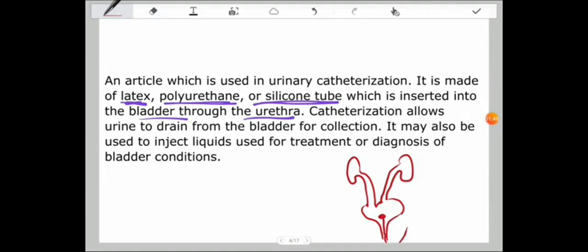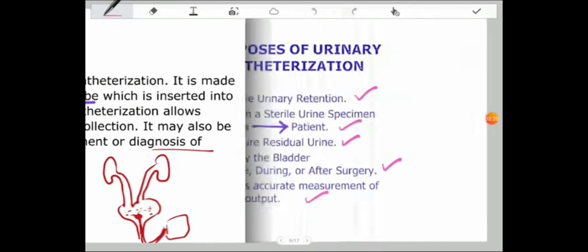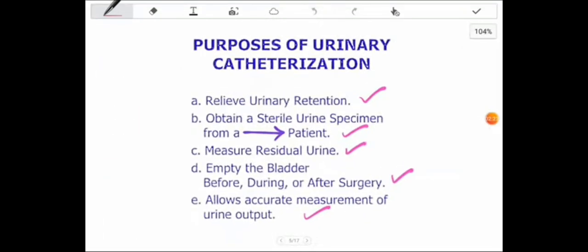This allows the urine to drain from the bladder for collection. So whatever urine is collected in the bladder somewhere here is passed through this tube, which is passing through the urethra to the outer urobag or whatever the collecting container is. It may also be used to inject liquids used for treatment or diagnosis of bladder conditions. So now let's jump on to the types and purposes. We are left with purposes as well.